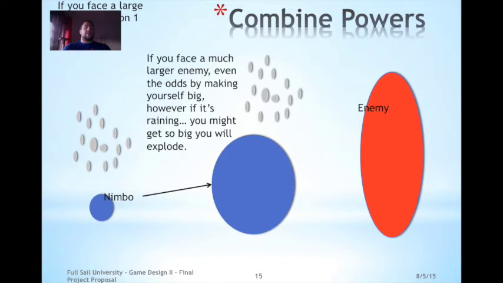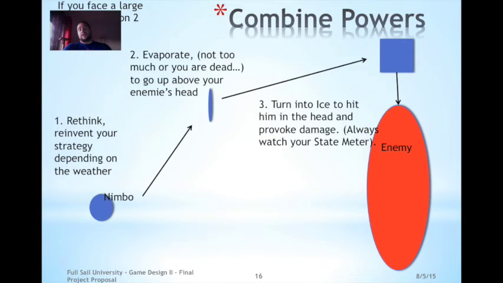If you're more comfortable as a heavyweight Nimbo with a high amount of inflation under heavy rain, you have the risk of exploding because you will inflate much faster. However, you will be the size of the enemy, or almost. In this example, you won't have the weather condition affecting your state because you evaporate, but you have another strategy element: you can hit your enemy by changing into vapor and then turning into ice and stomping on its head.